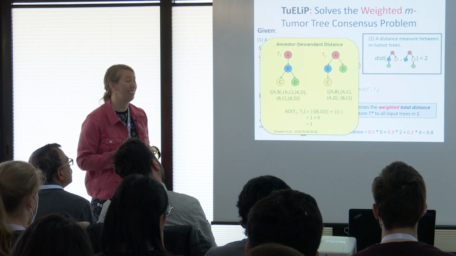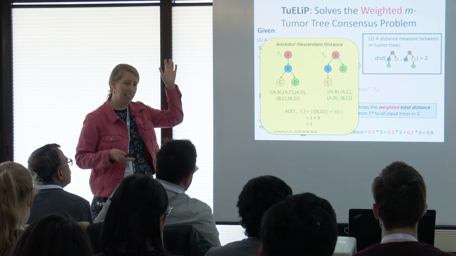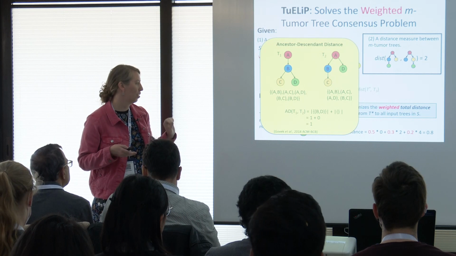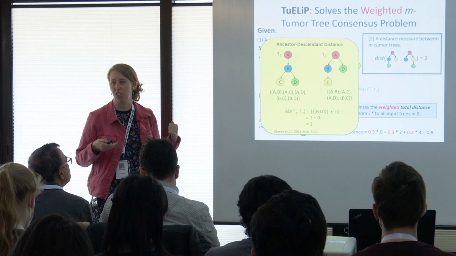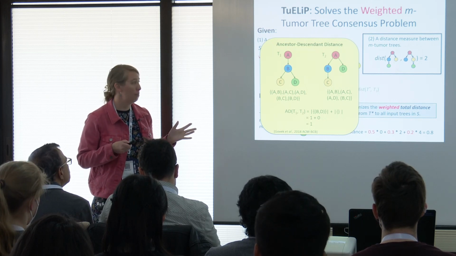We're going to look at something called ancestor-descendant distance. And so really this is allowing us to look at all ancestor and descendant relationships, not just the parent-child ones. The short version is that it calculates the number of unique ancestor-descendant relationships that exist in one tree but not the other. So this is the problem that TULIP solves.